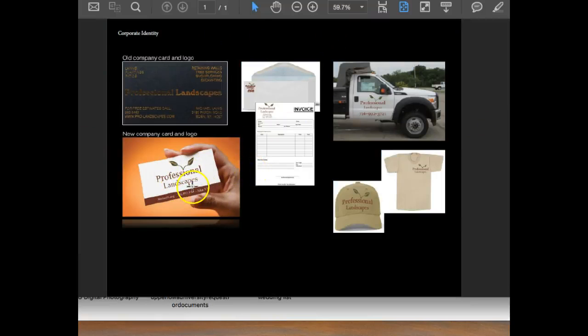Fantastic logo. I love it. It's just, wow, what a difference. Since this is a corporate identity piece and not a rebrand or a redesign piece, let's get rid of that. We don't need that in the portfolio.